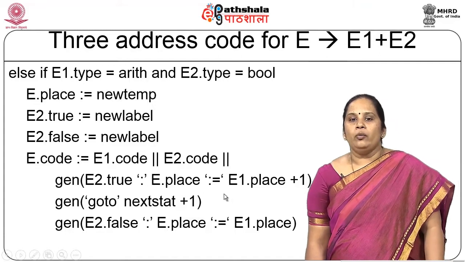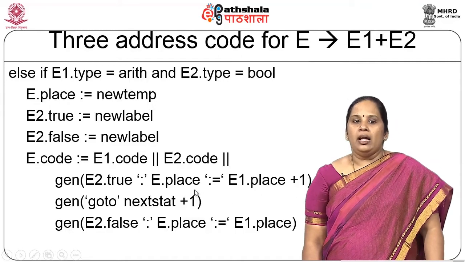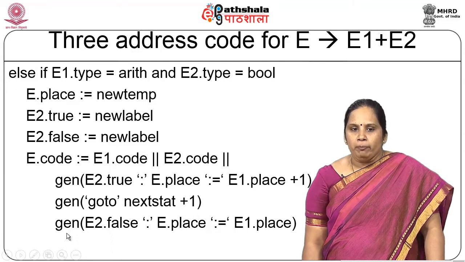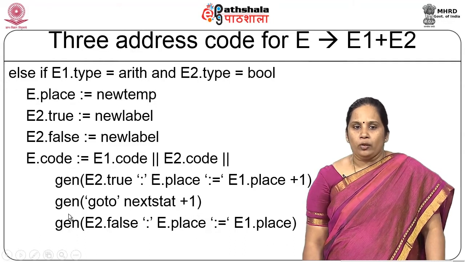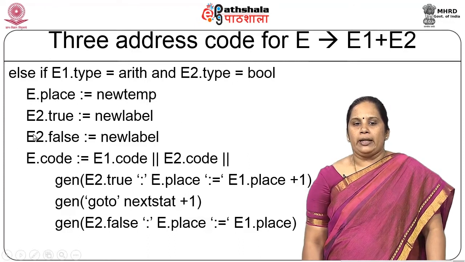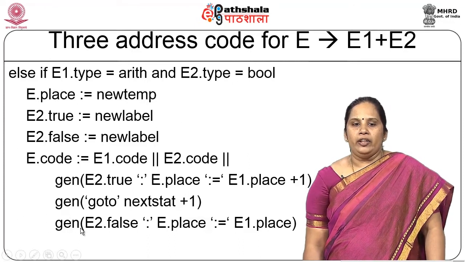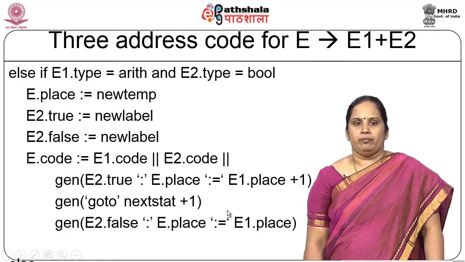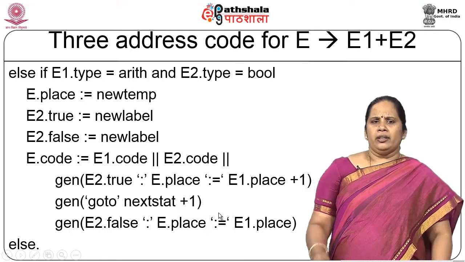So that is equal to E1 dot place plus 1, and I will say go to next state plus 1, meaning that I have to jump over this statement in that particular case, and then go to the statement following this particular arithmetic. And on the other hand, if it is false, I simply say E dot place is equal to E1 dot place. So this is one more situation. I can keep on concatenating this.